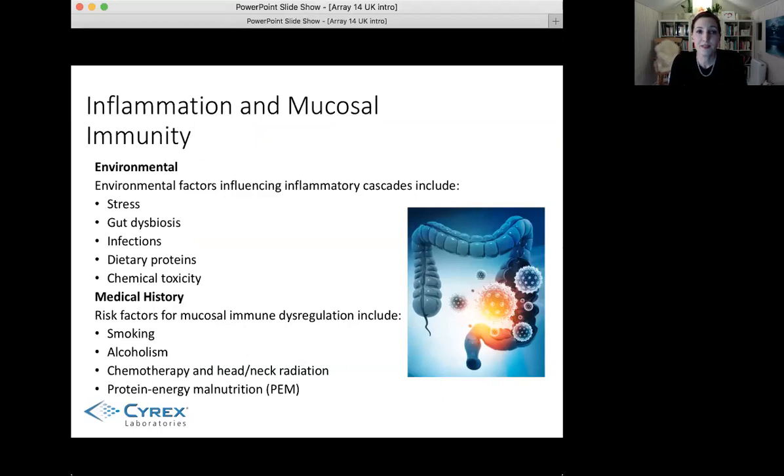So inflammation and mucosal immunity is affected by a really wide variety of environmental and inflammatory factors. Stress is probably the primary and most immediate negative influence on secretory IgA in the mucosal immune system.